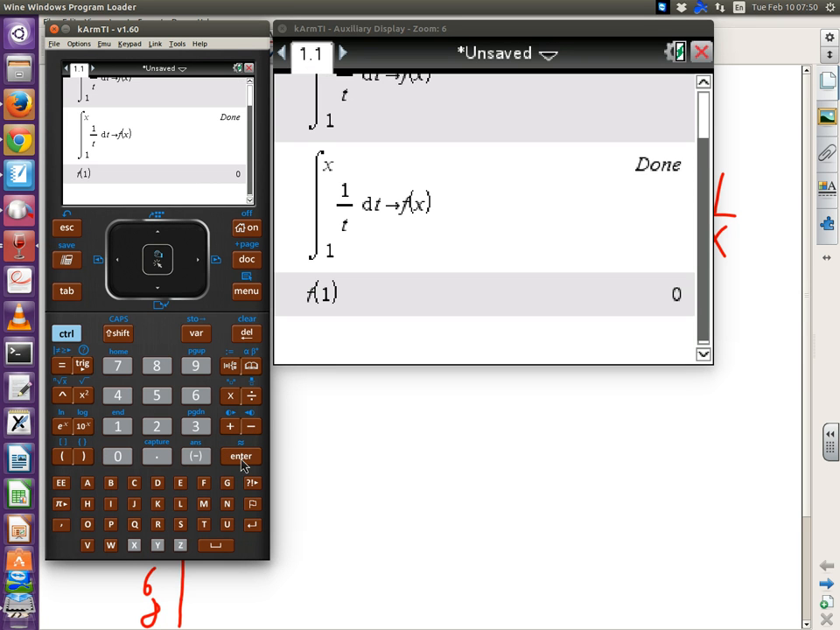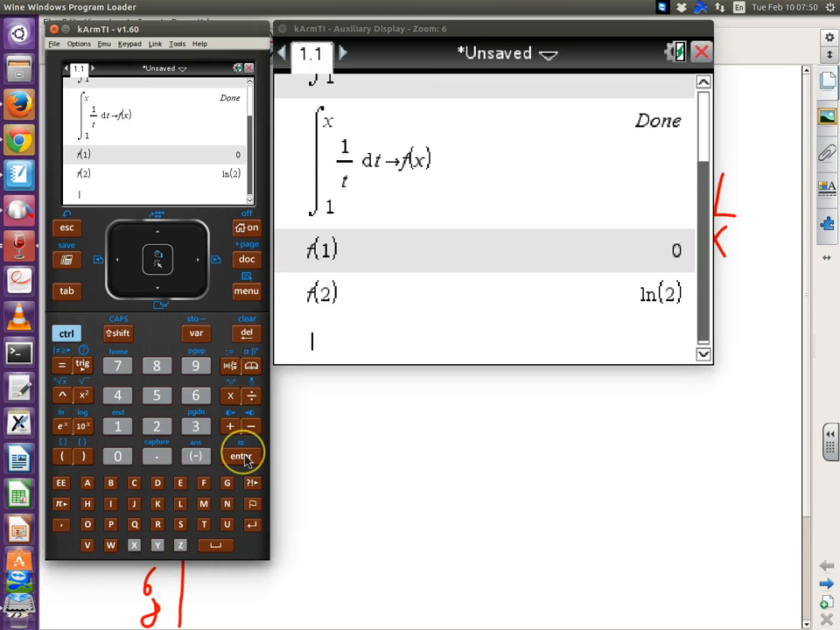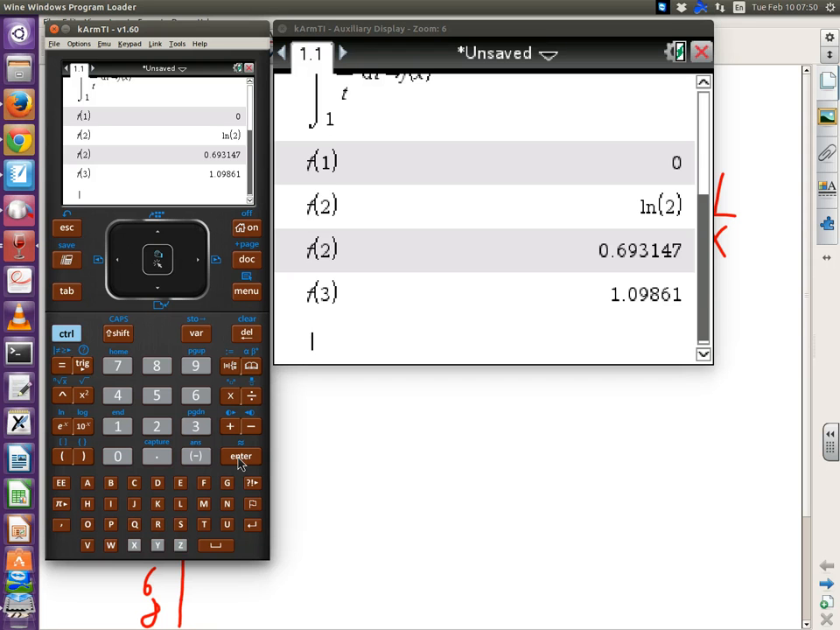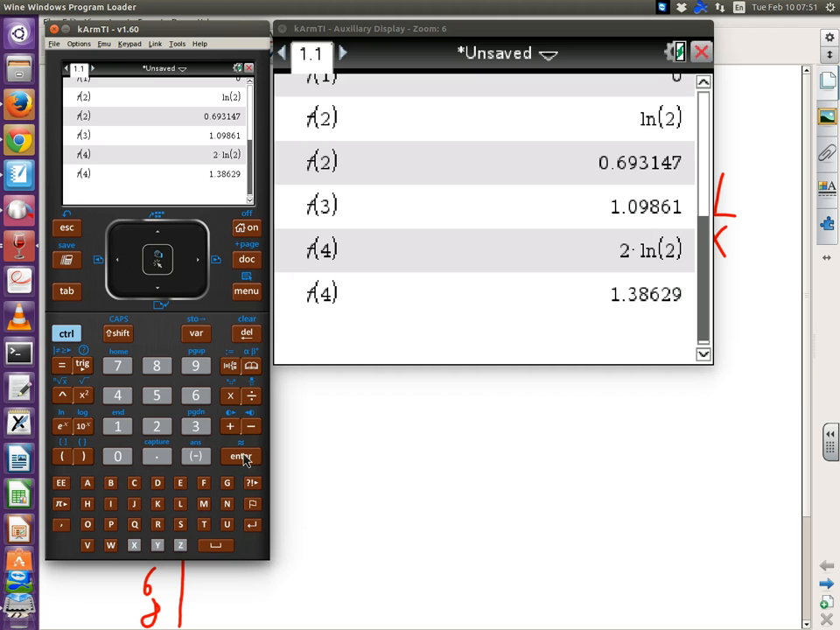Okay, so let's figure out f of 2. Let's do a numerical answer. 0.693, so roughly. Okay, what about f of 3, control enter, I want a decimal here. 1.099-ish. F of 4, 1.386 and so forth. It's interesting that it's bold here, but when you hit enter, it goes away. That's weird.